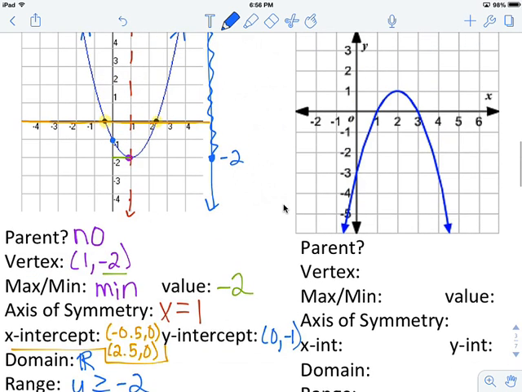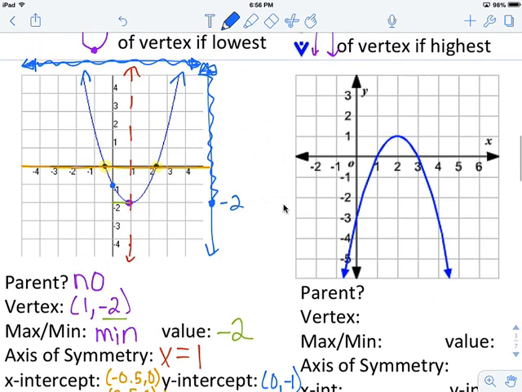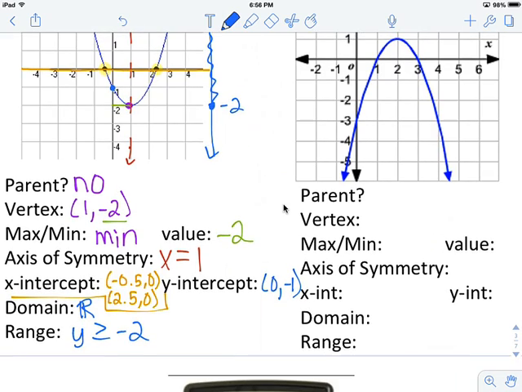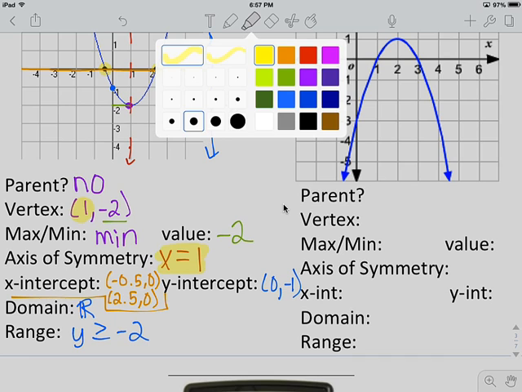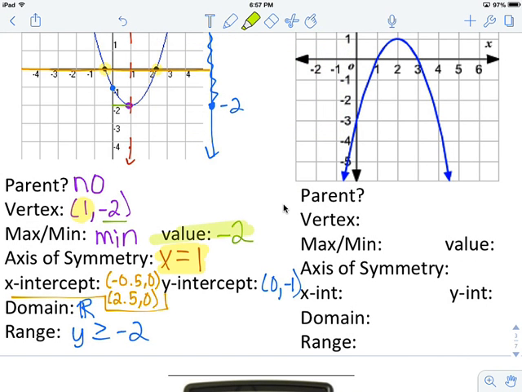Now, it's very important that you label all of these points correctly. If you notice, the x value of the vertex should match your axis of symmetry because the axis of symmetry goes through the vertex. The value should always match the y value of your vertex, because that's what it's talking about, the lowest point. Your x-intercepts should be when y is 0, and your y-intercepts should be when x is 0.